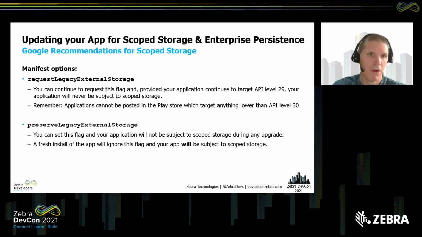What does it do? Well, the way that preserve legacy external storage works is that the application will still not be subject to scoped storage if the device itself is upgraded from Android 10 to Android 11. But just bear in mind that as soon as the application is uninstalled and then reinstalled, the preserve legacy external storage flag no longer has any effect. The application will be subject to scoped storage after it is reinstalled. The key word in that flag there is preserve. You're preserving it, but once it's uninstalled, it's no longer preserved.